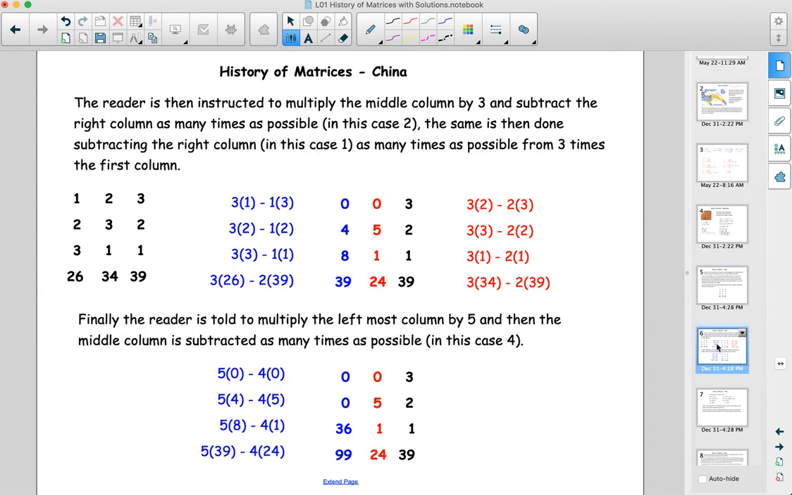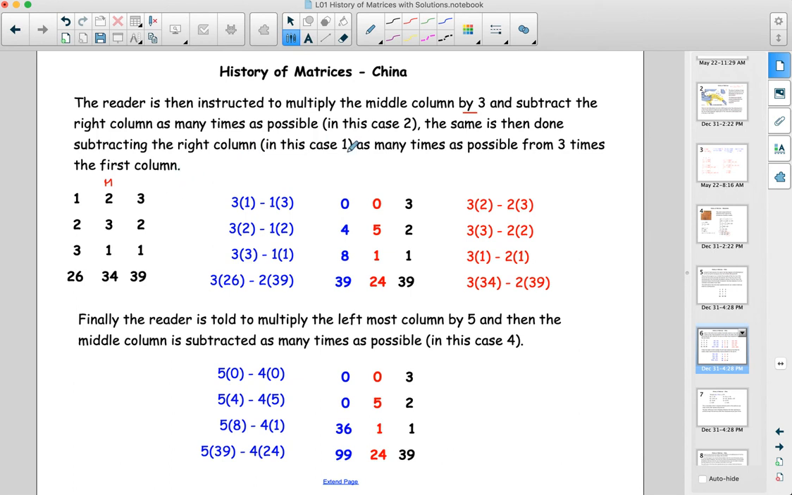And then this is what it said in their book on how to solve this. The reader was then instructed to multiply the middle column, which would be this one, by 3. So multiplying this by 3, and subtract the right column as many times as you can. So if you times this by 3, you'll get a 6. So to get that to disappear, the most you can take out is 2 times this. So you're going to do 2 times that.